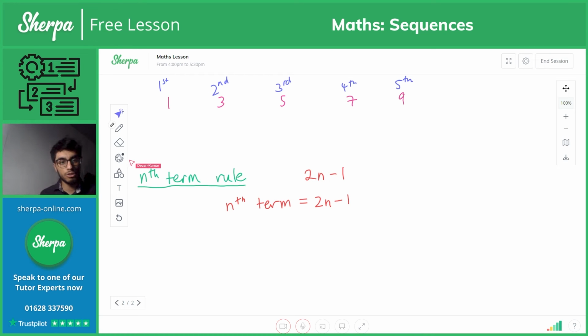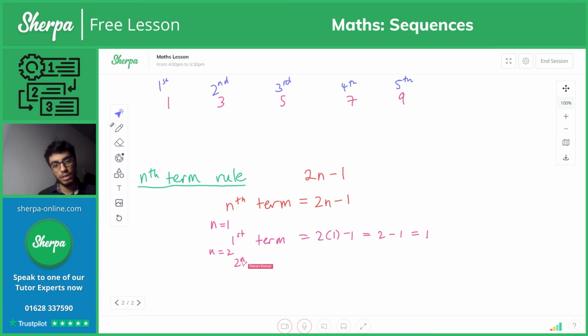If I was to replace n with 1, what would happen to this equation? We wouldn't say the 1th term, that doesn't make any sense. The first term is what we're going to say, of course. So the first term equals, replacing n with 1, 2 times 1 minus 1, which is just 2 minus 1, which is 1. Well, what if n equals 2? Then the second term is equal to 2 times 2 minus 1, which is 4 minus 1, which is 3.